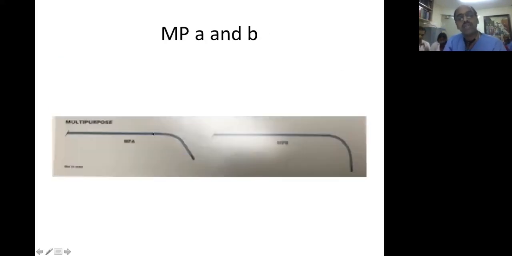Another catheter that is commonly used is the multipurpose catheter. A multipurpose catheter has a 45 degree angle between the main shaft and the turned portion. If it is a sharp turn, then it is the multipurpose A curve. If it is a smooth curve, then it is the multipurpose B curve. This one is smoother in angle, whereas this is sharper in angle. So this is MPA and MPB.